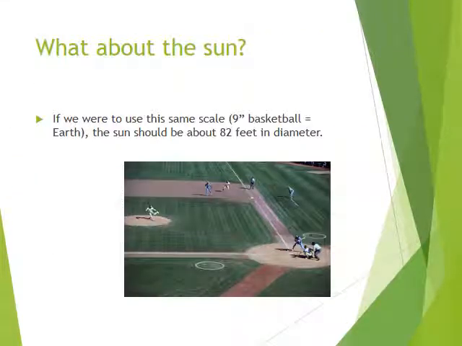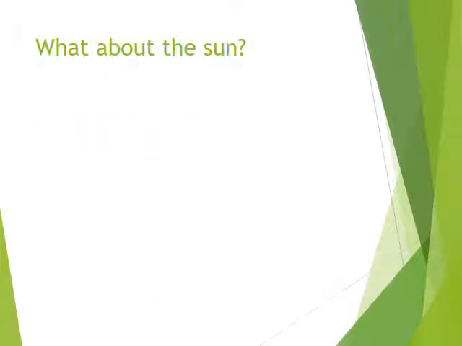Now, if we use the same scale and we wanted to get the sun involved, if our basketball is Earth, the sun would have to be 82 feet in diameter. We would need to have an 82-foot diameter ball to represent the sun at this scale. And I show a baseball field here only to show that the distance from home plate to first is 90 feet. So you would need a big old sphere whose diameter would be essentially the distance from the home plate to first base. That would be your sun. And those are tough to come by.